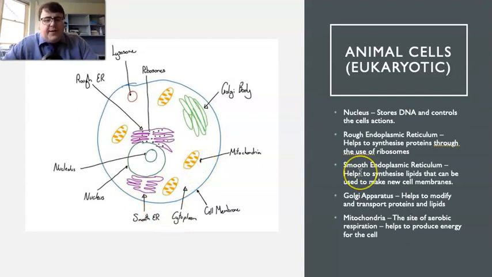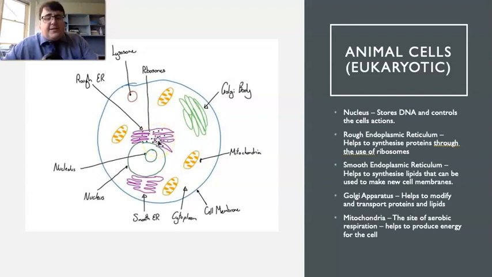Looking at the organelles that we need to be able to label. So starting with the nucleus, inside the nucleus is the nucleolus. We're focusing on just the nucleus at the moment. Nucleus stores our DNA, and it controls the actions of the cell. We then have our endoplasmic reticulum. There's two different types of endoplasmic reticulum. We have the rough endoplasmic reticulum, and we have the smooth endoplasmic reticulum. Now, the difference between those, essentially, is the rough endoplasmic reticulum is rough because it's got ribosomes embedded into it.